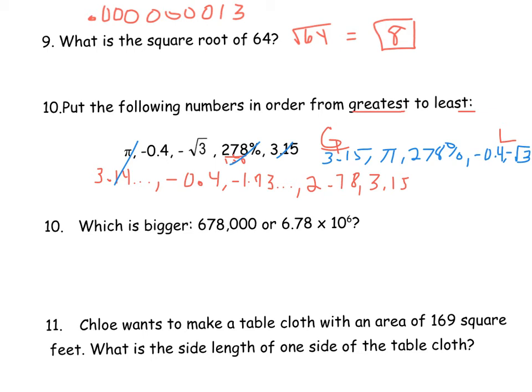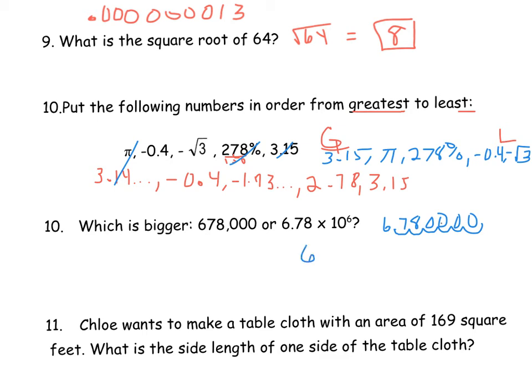Okay, moving on. Which is bigger, 678,000 or 6.78 times 10 to the 6? Well, let me convert this to standard form so that I can compare. So I'm going to take 6.78 and I'm going to move my decimal 6 places. 1, 2, 3, 4, 5, 6. Add my zeros where they need to go and rewrite my value.